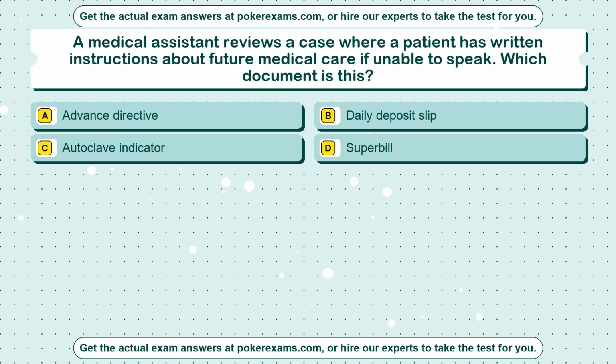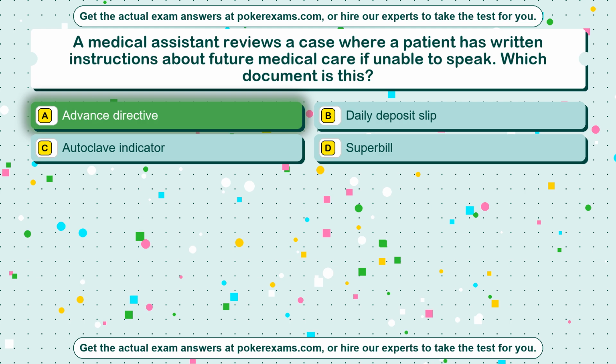Question 79. A medical assistant reviews a case where a patient has written instructions about future medical care if unable to speak. Which document is this? Option A, advance directive. Option B, daily deposit slip. Option C, autoclave indicator. Option D, super bill. The correct answer is option A, advance directive.